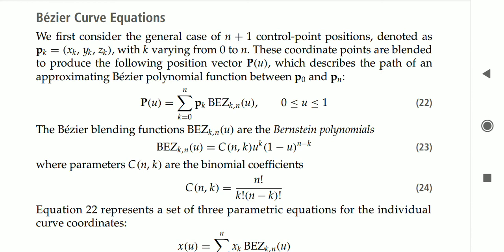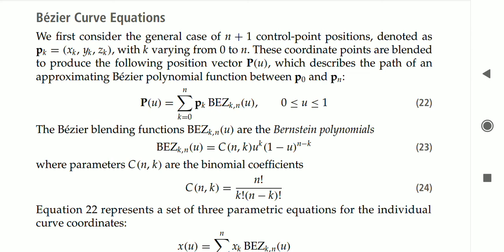You see equation number 22. There is an equation P of u equal to summation of P of k BEZ k,n of u. n means how many points in the curve you are going to draw. Our logic is finding each and every point of the curve, point P, so that is P of u. The entire point vector we are going to calculate. Inside that entire point vector, each point one by one that we are going to draw is P of k.